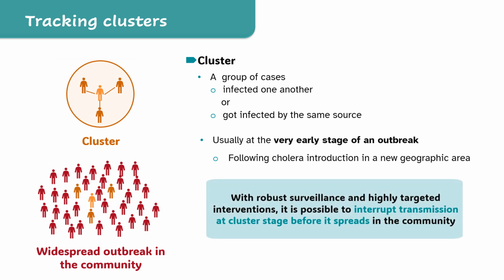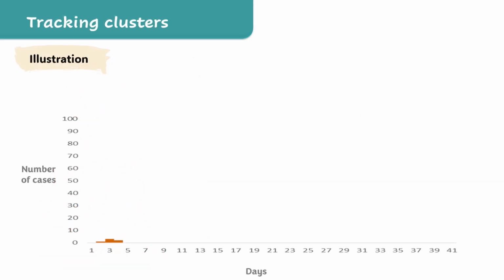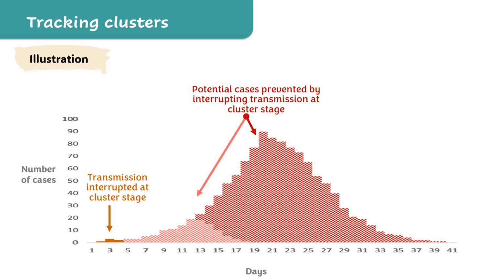With robust surveillance that can guide highly targeted interventions around cases, it is possible to interrupt transmission at cluster stage before it spreads in the community. Going back to our previous example, if surveillance is sufficiently performant to track clusters in order to guide highly targeted interventions around cases, then the number of cholera cases that can be prevented is even higher.